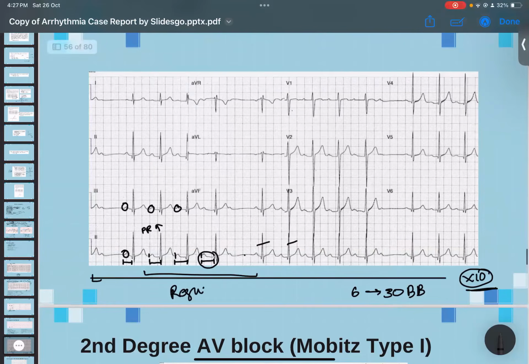Regularly irregular. Why would you say that it's irregular? Because the RR intervals are not equal. But then there is a pattern that you can observe here, and that's why it's regularly irregular. Okay, and apart from that, everything else is normal. It's just that there's a beat drop happening with prolonged PR intervals.